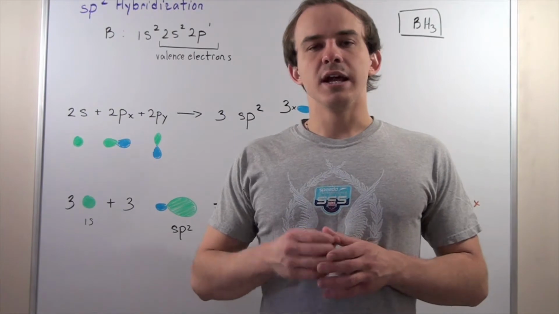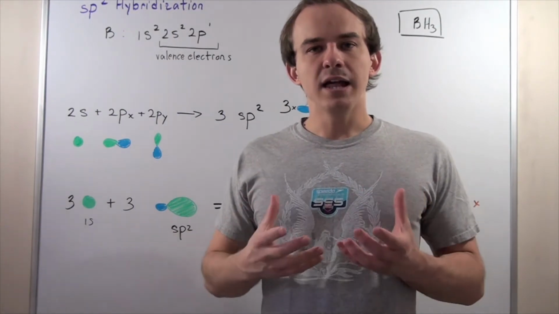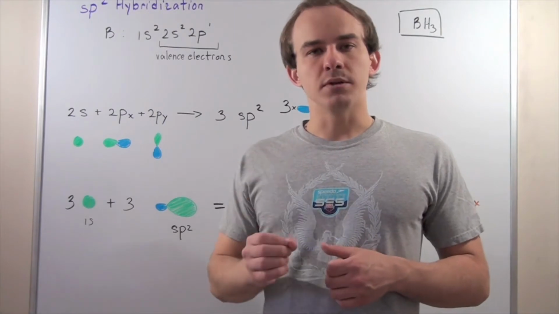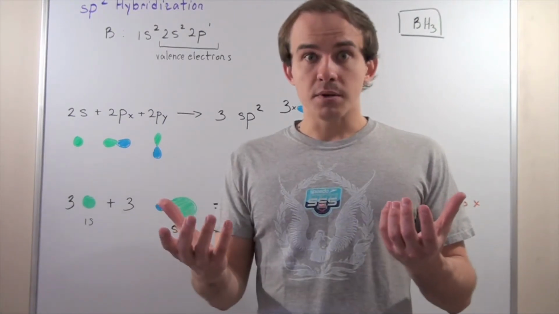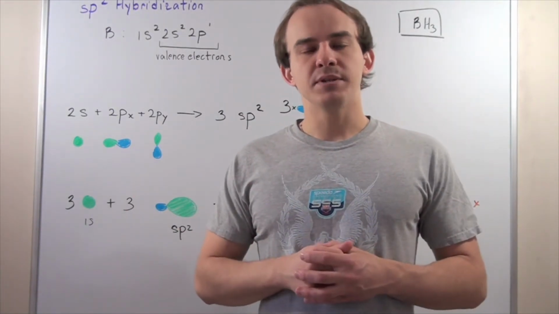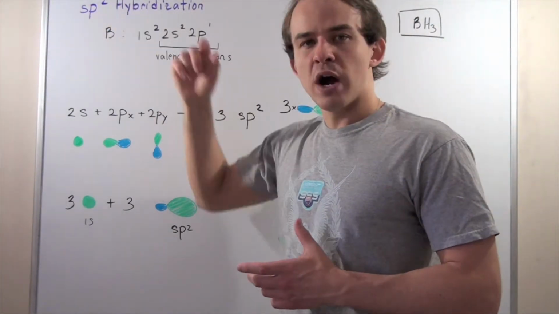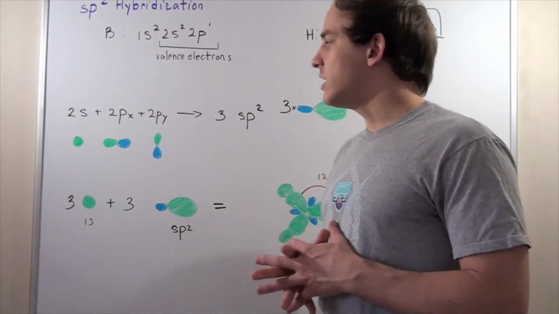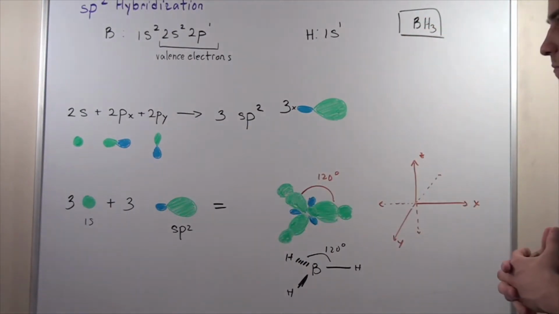So in the previous lecture, we began our discussion on hybridization, and we developed sp hybridized orbitals. We took one s orbital and one p orbital, combined them, and formed two different sp hybridized orbitals. Now we're going to look at sp2 hybridized orbitals. Let's suppose we want to construct a BH3 molecule.